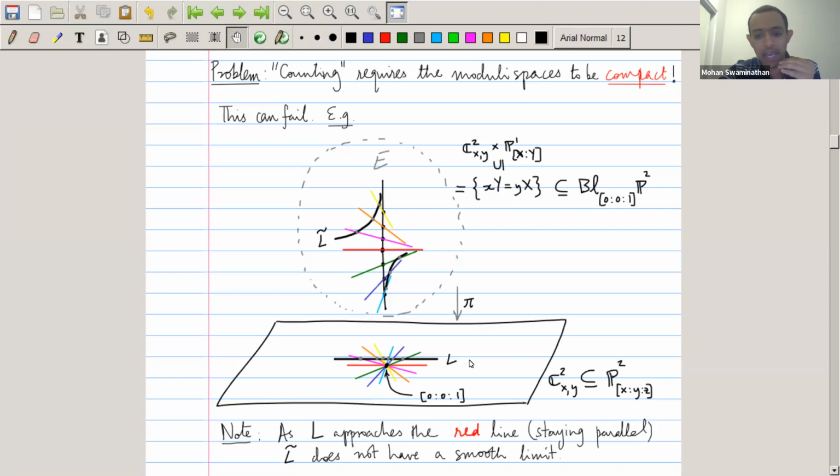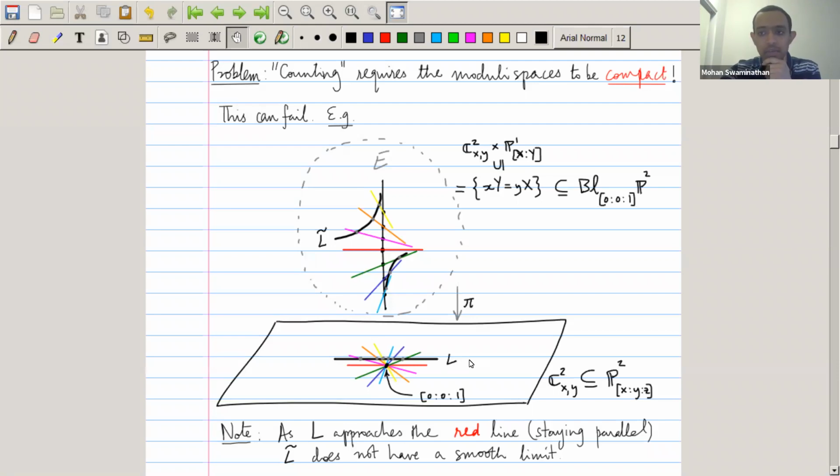So now you can see that as L approaches the red line while staying parallel to it, this L tilde will actually approach a curve that is not anymore smooth. It will approach a curve that looks like the union of the red line in the blow-up and the exceptional curve in the blow-up. So this is something which looks like a nodal curve, as an ordinary nodal singularity forms at the place where the red line meets the exceptional curve.